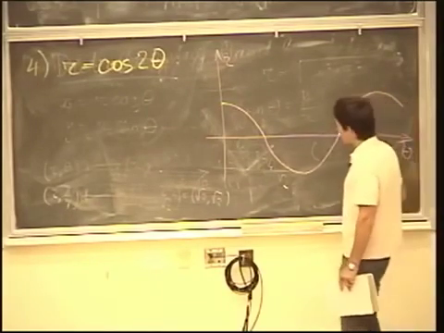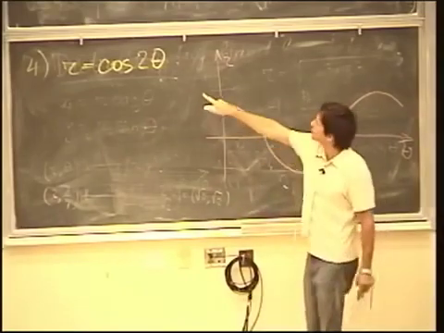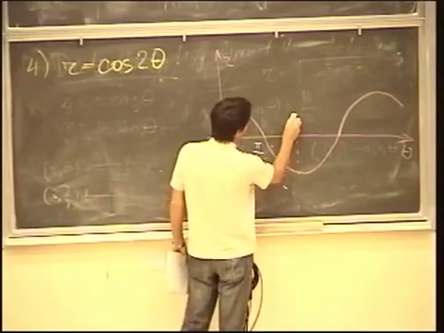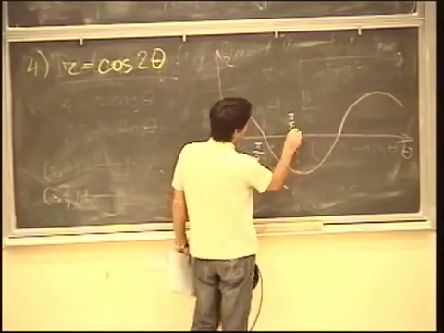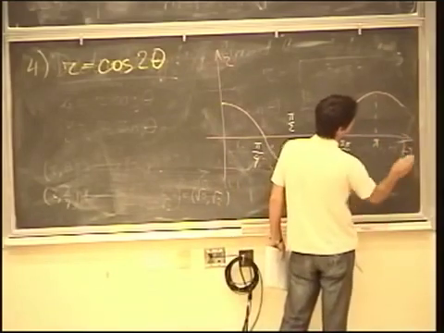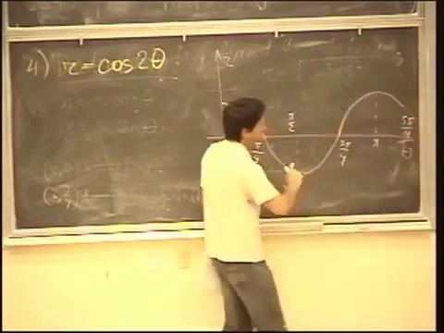Right? But now we have to realize that normally if it were just cosine theta, this would be pi over 2. But because it's 2 theta, it's going to be pi over 4. And this will be, normally it would be pi, but now it's pi over 2. And this is like 3 pi over 4. This is pi, and then it continues like this. So for example, at 5 pi over 4, it's going to reach 0 again, and so on.